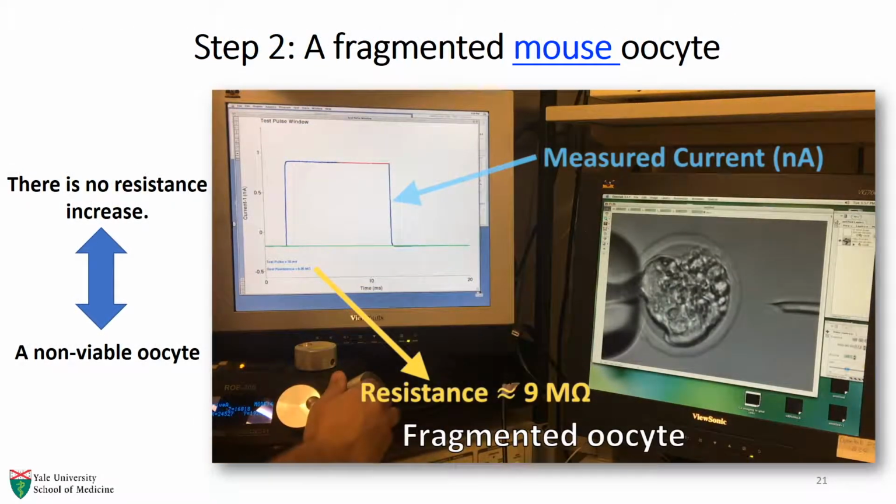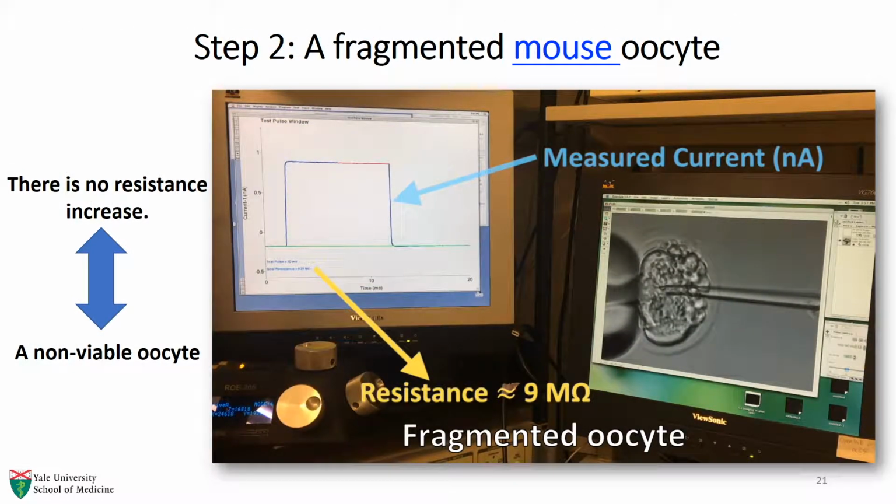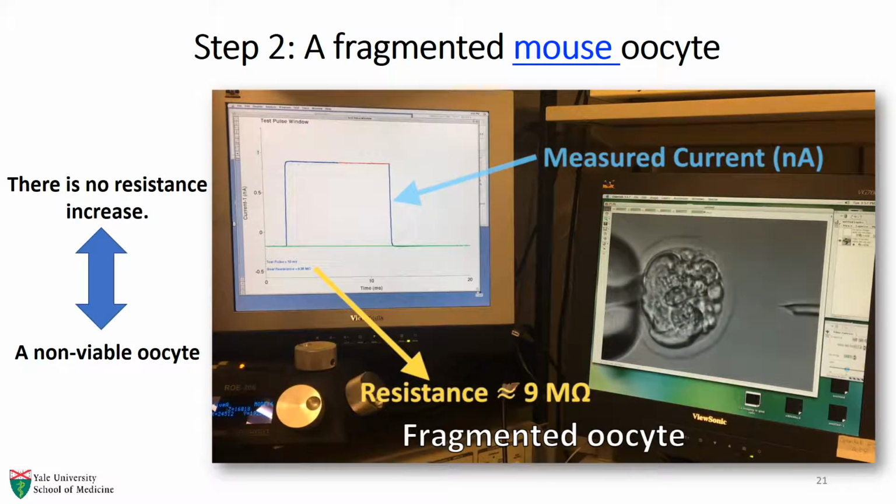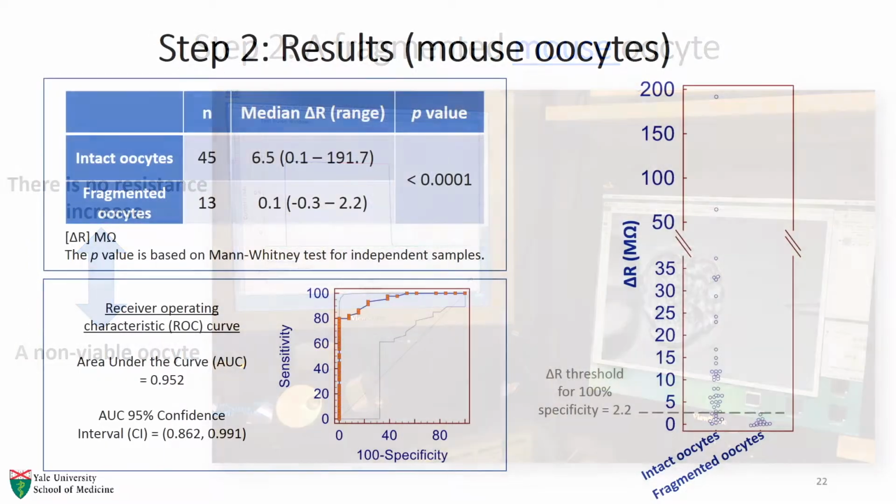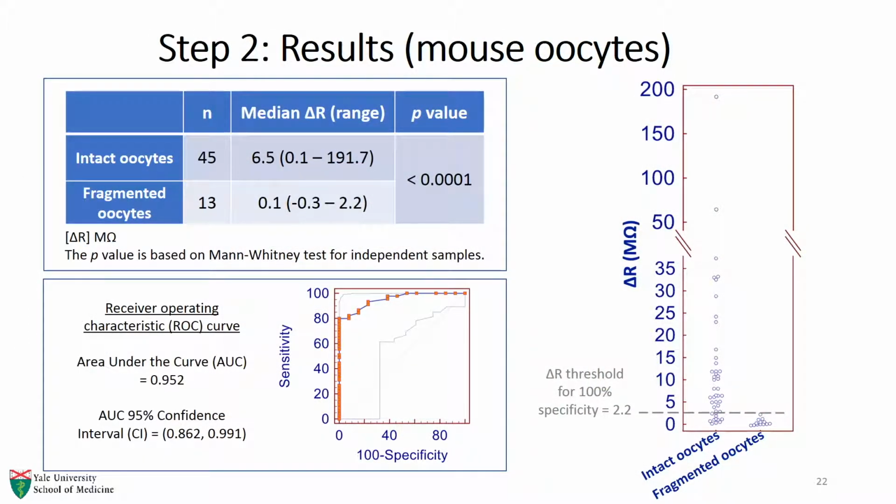A fragmented oocyte is never viable and therefore will not show a significant resistance increase as shown here. In this experiment, the fragmented mouse oocytes showed a resistance increase of up to 2.2 megohms, and there was a significantly higher resistance increase in the oocytes with the visually intact oolemma.